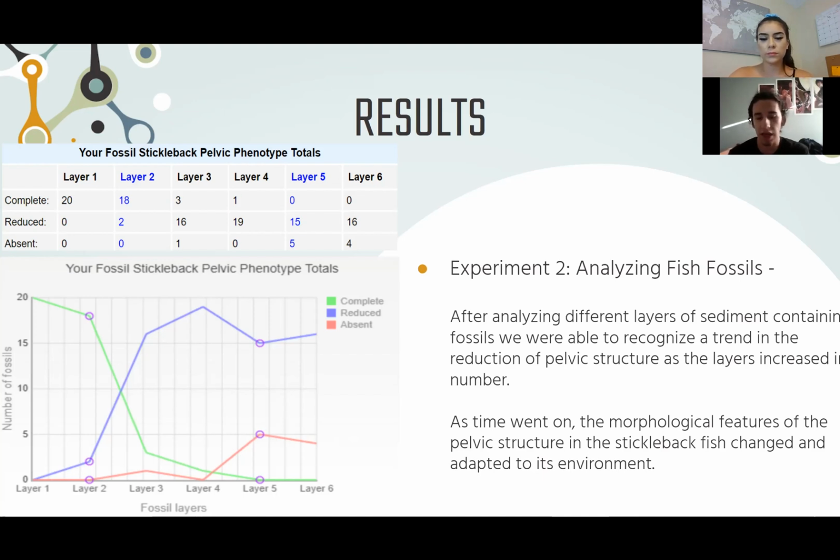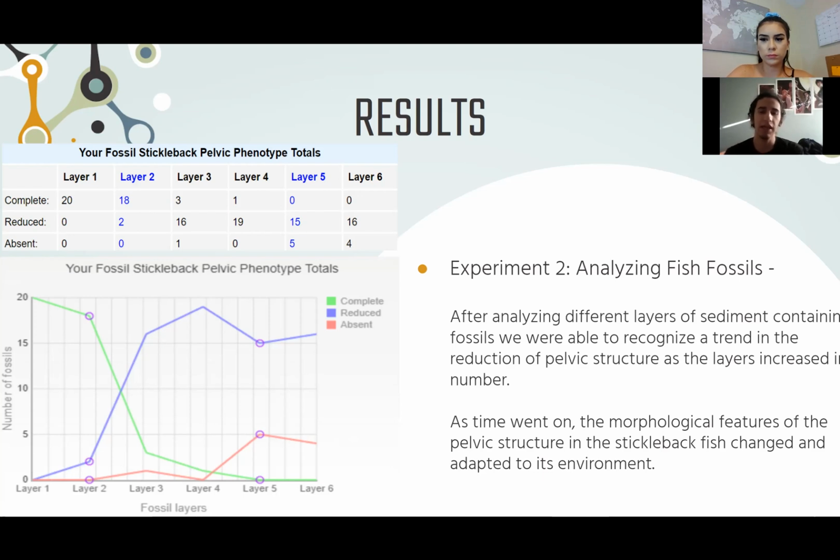This means that originally the population had complete phenotypes for the stickleback pelvic structure. But as you go further up the layers, you start to see that the complete phenotype gets reduced and even lost among layer 5 and layer 6 of the sediments. But you see a substantial rise in reduced and absent phenotypes in accordance with the loss of complete phenotypes.